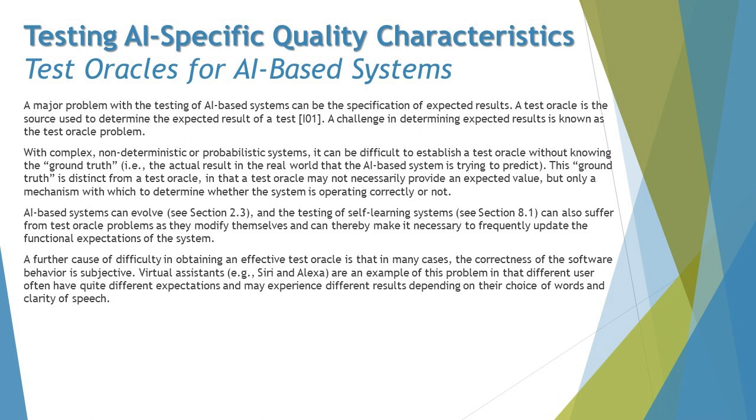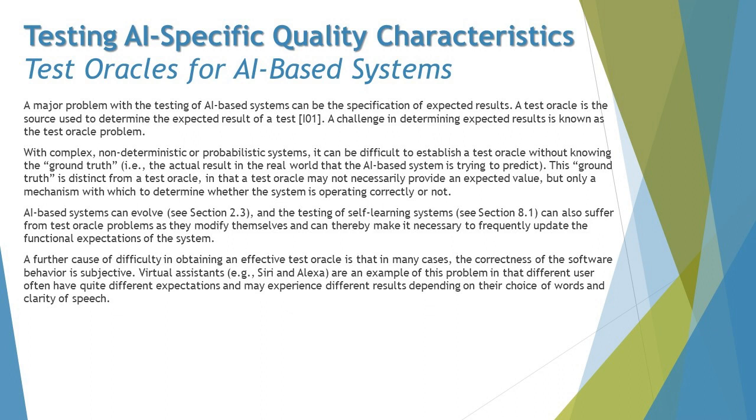So keep an eye on these terminologies, which would be used in one way or another in the examination. With complex and non-deterministic or probabilistic systems, it can be difficult to establish a test oracle without knowing the ground truth. Now, this is basically the actual result in the real world that the AI-based system is trying to predict. The ground truth is distinct from a test oracle, in that a test oracle may not necessarily provide an expected value, but only a mechanism with which to determine whether the system is operating correctly or not.